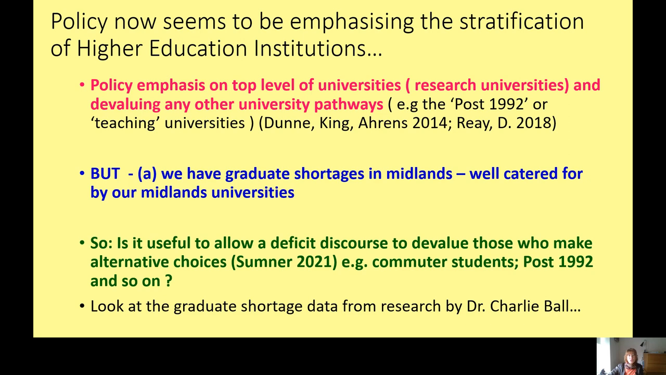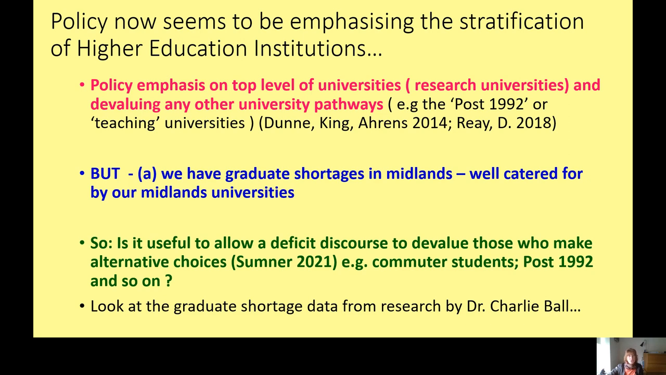So a researcher called Sumner actually pointed out, is it really useful for policy to put a negative spin on universities that are teaching universities? Should we be devaluing courses that are run, and students that want to apply to these more modern teaching universities? How useful is that? And I want to look at some data with you produced by Dr.